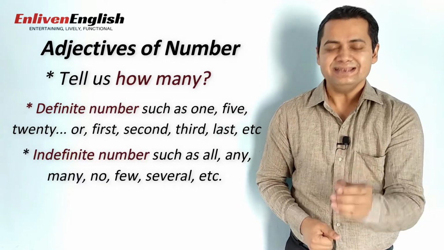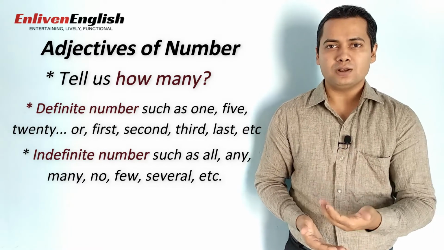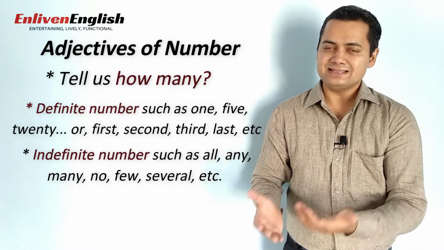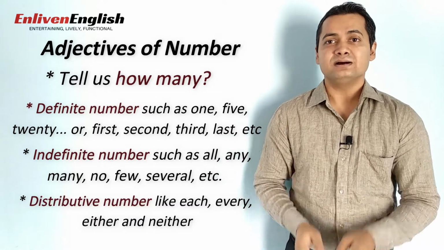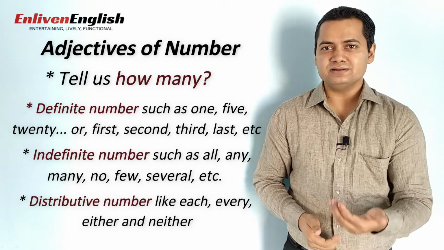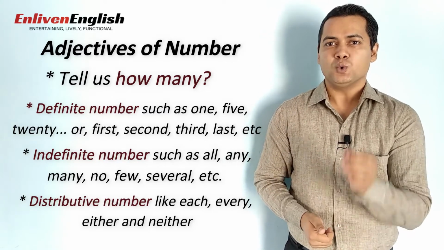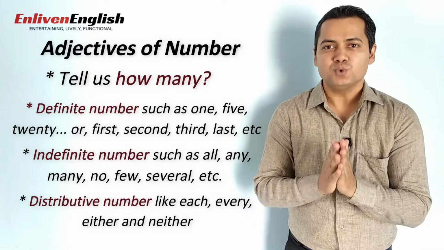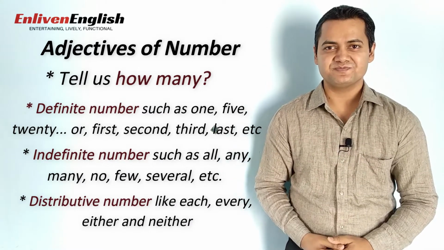Second, an indefinite number such as all, many, any, no, few, several, and so on. And finally, a distributive number like each, every, either, and neither, which refer to one of a number at a time. Let's see some examples to understand this better.